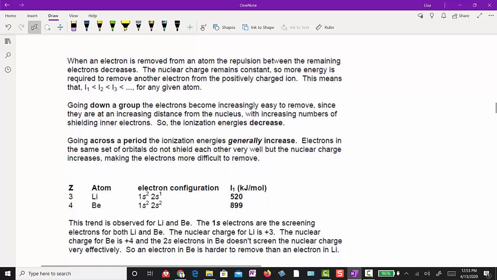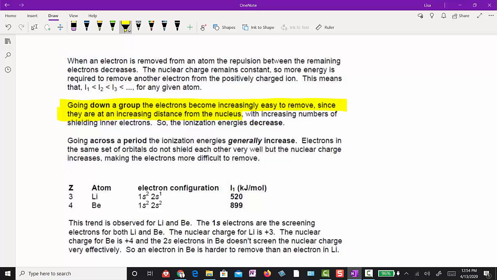Okay, and here we talked about the summary of the trends. Going down a group, electrons become easier to remove because they are at an increasing distance from the nucleus. And remember before we said, if I'm looking at any trend going down a group, the explanation is that every time I go down one, I have another whole energy level of electrons, which means the outermost electron is getting further and further from the nucleus. That's the dominant explanation for the change in ionization energy, or any of these trends, as you go down a group: the outer electron is further from the nucleus.